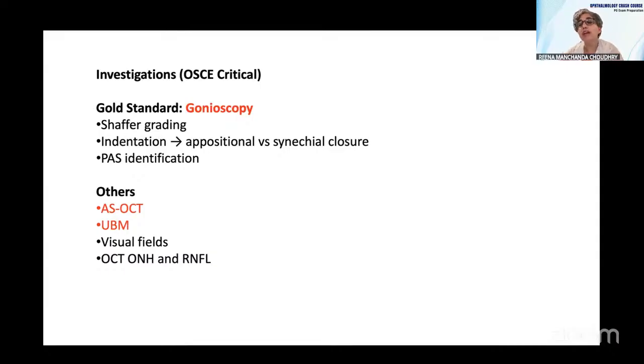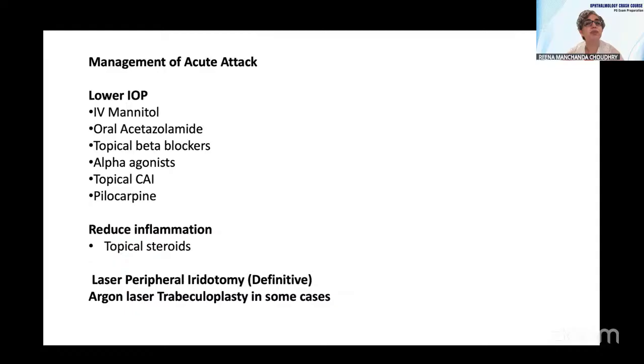Visual fields will, of course, have to be done, which was covered in great detail, and that is to monitor the stage of the disease and to monitor progression, whether your treatment is helping stop the disease or slow down the disease where it is. Of course, the OCT of the optic nerve head and the RNFL is also useful in determining the disease stage and progression. So how do you manage an acute attack?